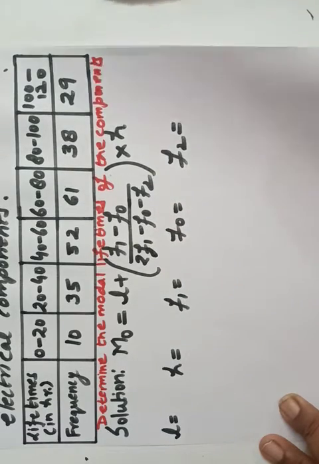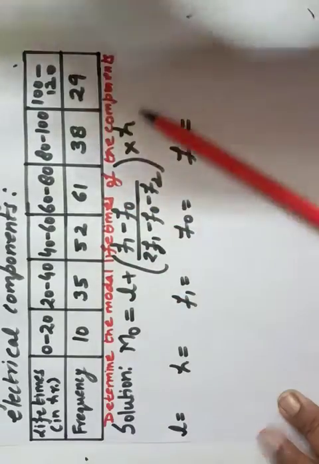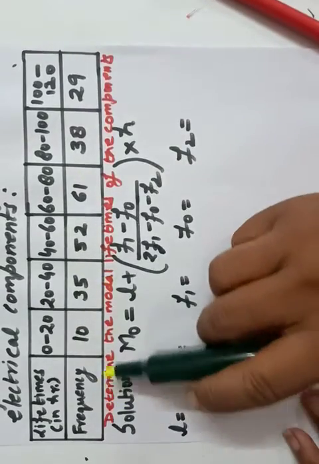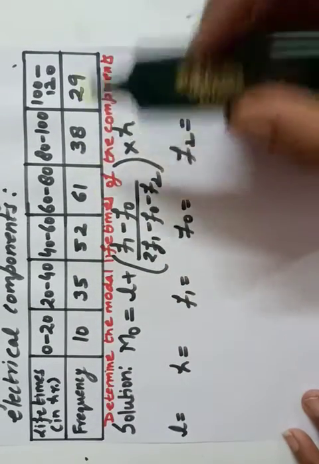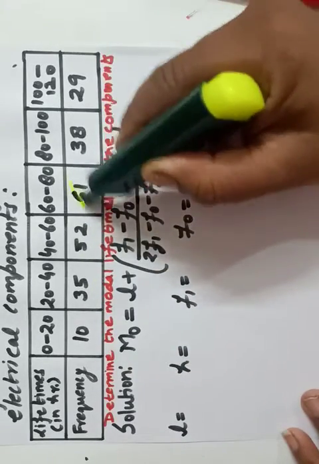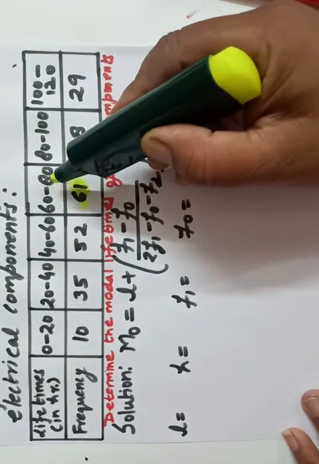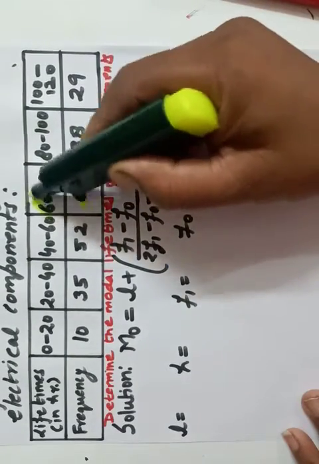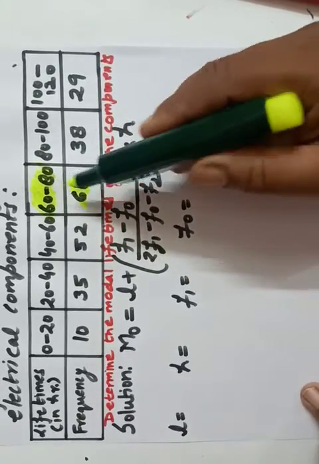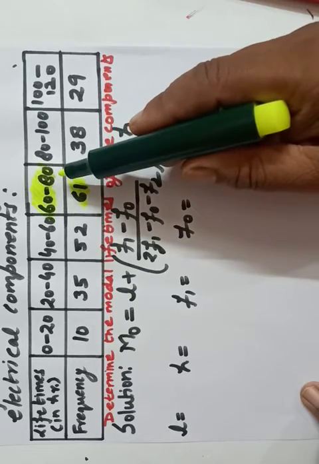So let's see what is L here. First of all, we will see among all the frequencies which is the maximum one. We can see here easily that it is 61. 61 is the maximum frequency. So 60 to 80 will become the modal class.